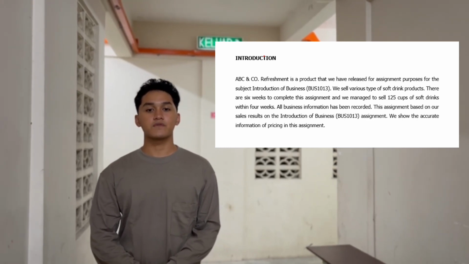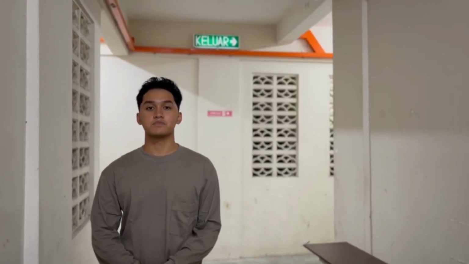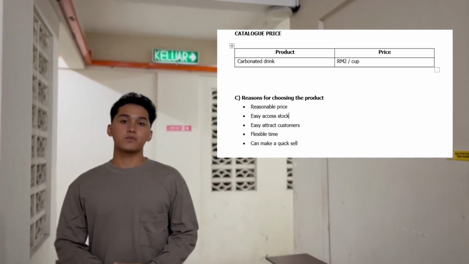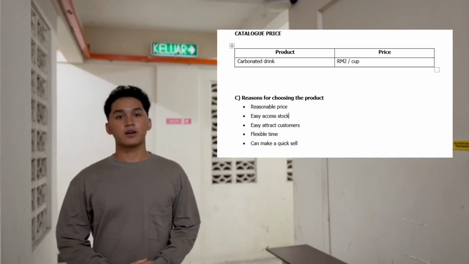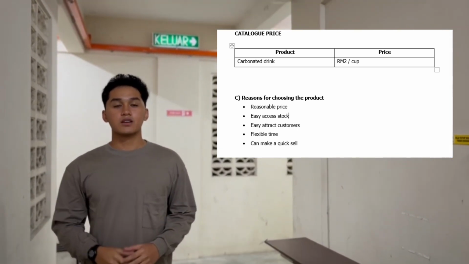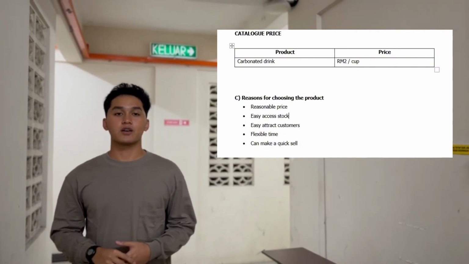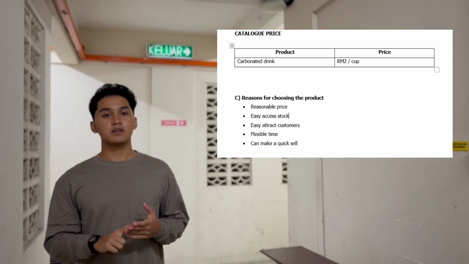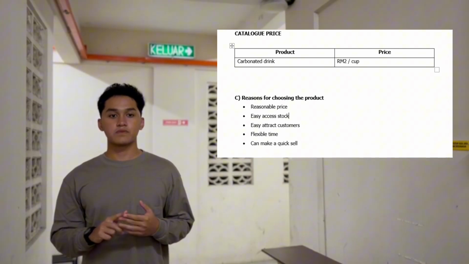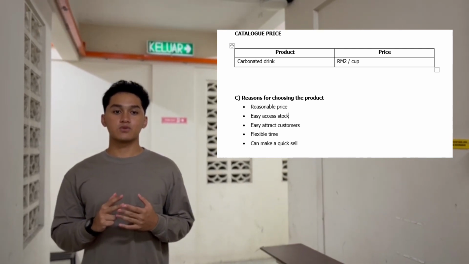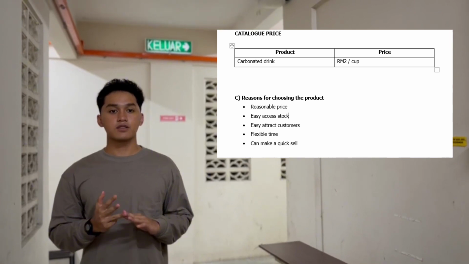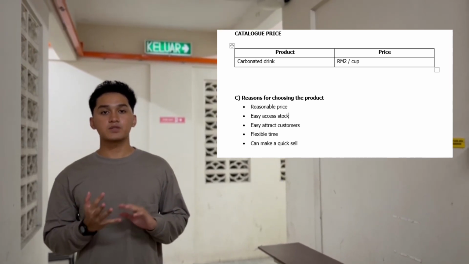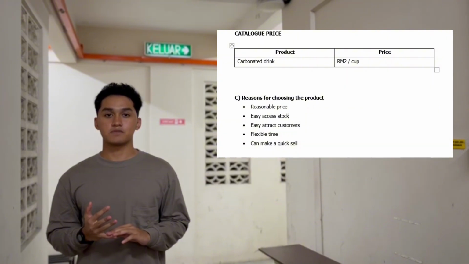This assignment is based on our sales results on the Introduction of Business assignment. We show the accurate information of pricing in this assignment. For our product, we decided to sell at RM 2 per cup. Here are the reasons why we chose the product. First and foremost, it is very reasonable. Secondly, easy access to stock. Third, easy to attract customers. Fourth, flexible time. And last but not least, we can make a quick sell.